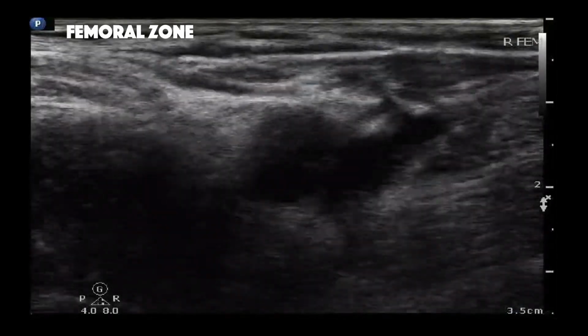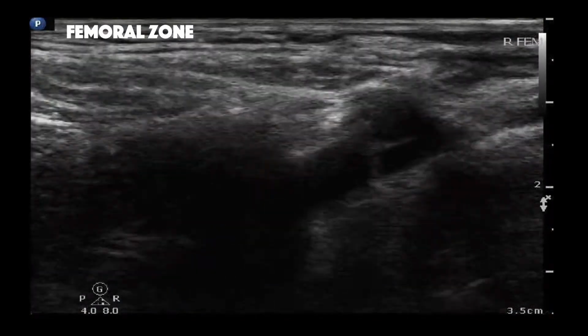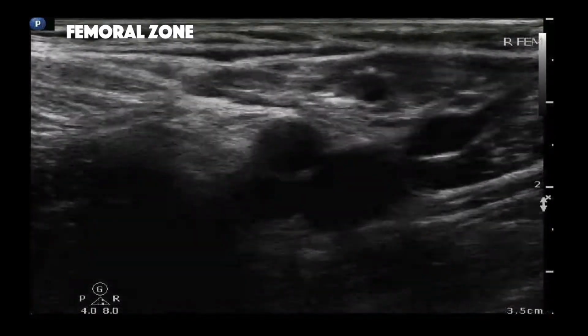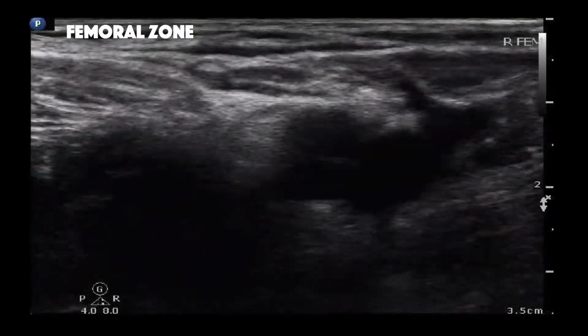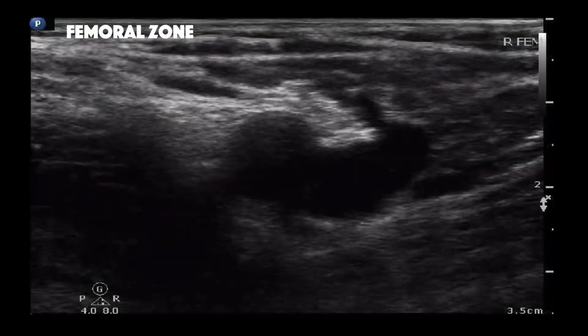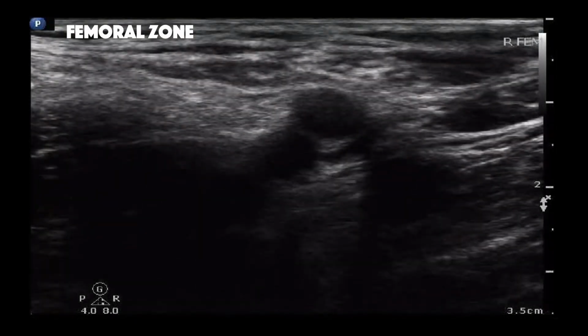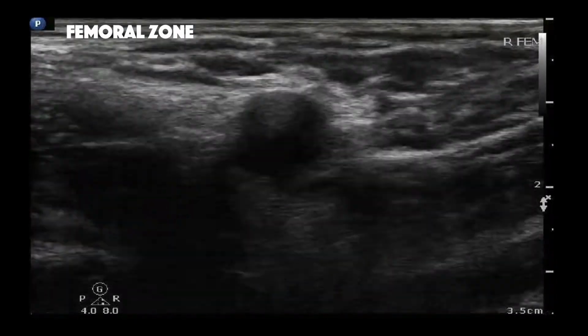The probe of choice is the linear high-frequency probe. The region is scanned in short axis with the probe marker oriented toward the patient's right side. Gentle pressure, enough to start tenting the corresponding artery, is applied until the walls of the vein collapse and touch completely, as shown here.